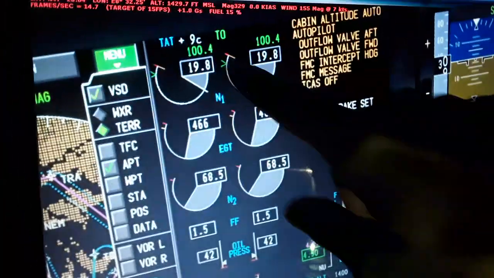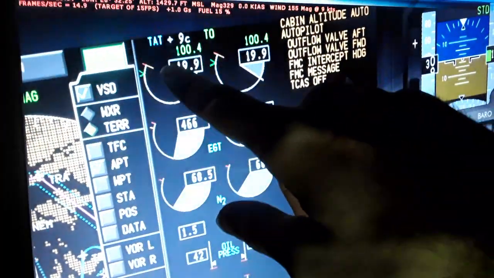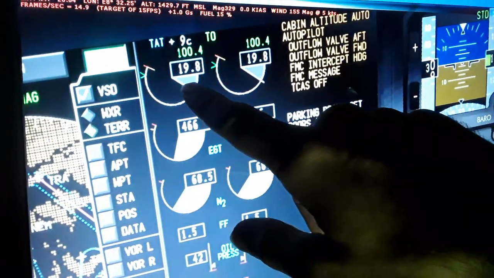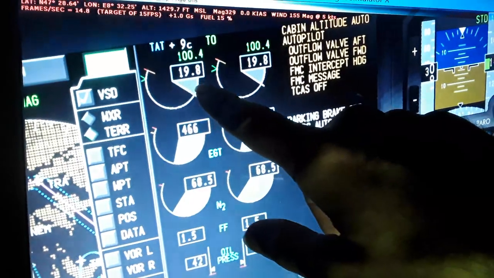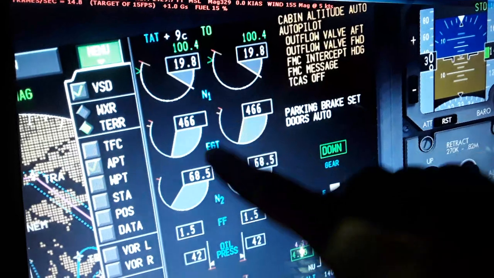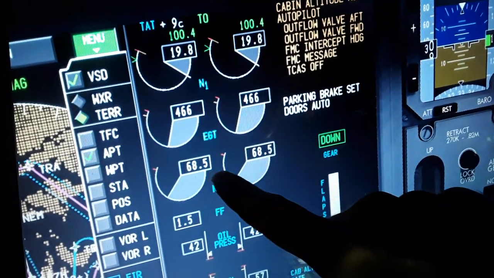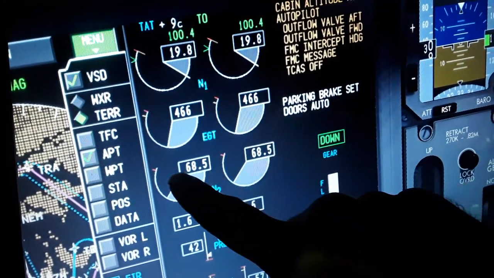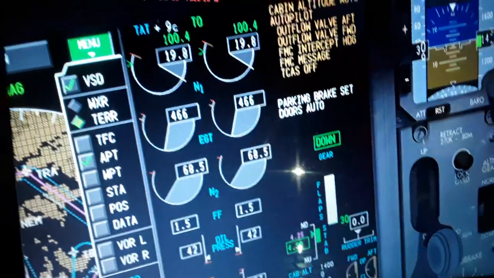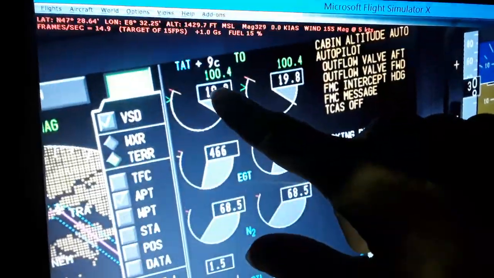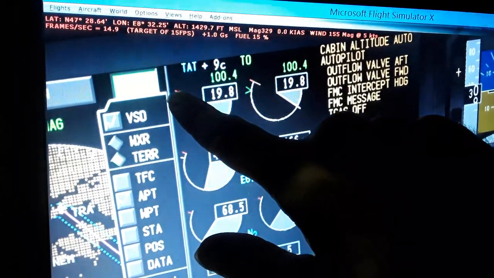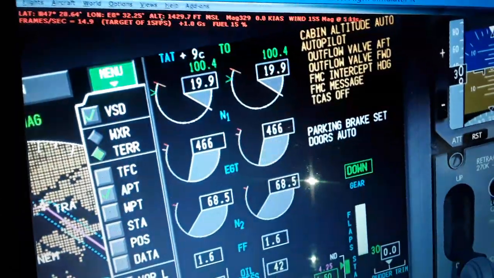You can see here the N1, which is the low speed shaft, the low pressure compressor and turbine of the turbofan engine, left and right. Exhaust gas temperature per engine in degrees Celsius. The N2 is the high speed shaft, the high pressure compressor and turbine of the turbofan engine, left and right. You can see 19.8 idle, 100.4 with green as the takeoff limit, and also the yellow and the red, the never exceed limit.